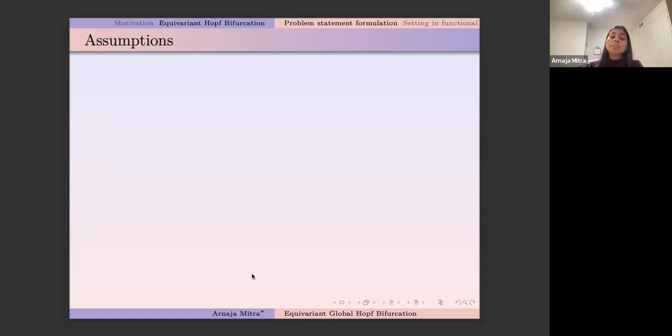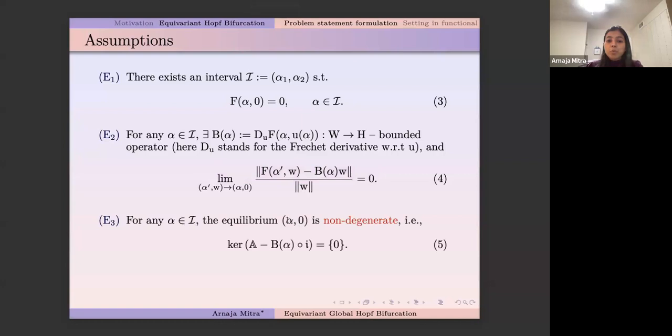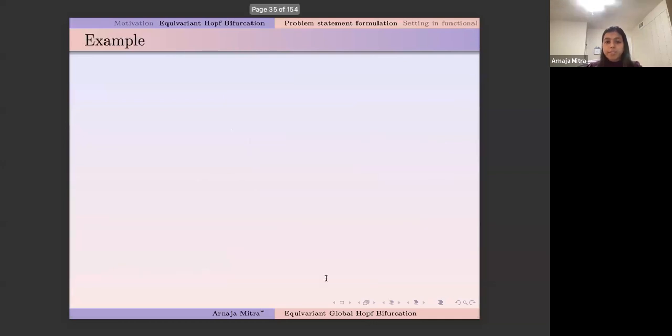There are a couple of assumptions for our research. First, alpha 0 is your equilibrium point for the system 2 that we just considered. And beta of alpha denotes the linearization of your right-hand side map F. We also considered condition 4, which says that F has uniform continuity. Moreover, alpha 0 is non-degenerate, that means condition 5 is satisfied. And the embedding map I is a compact operator. So these all are our assumptions.